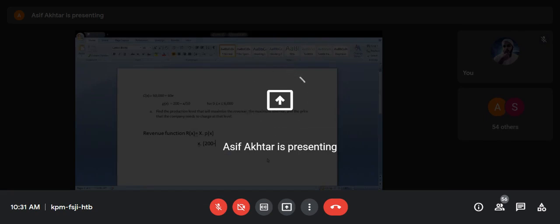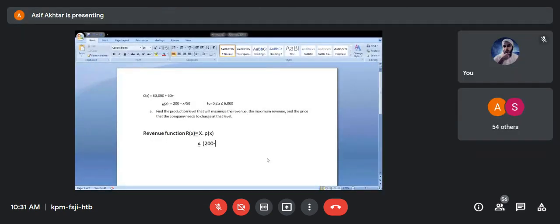Minus, so x into p(x), 2 minus x divided by 50.